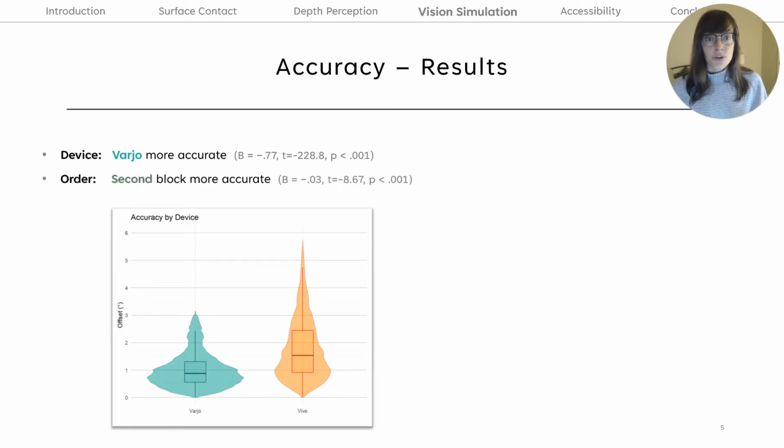As for order, there was also a very small but significant effect of order in which accuracy was better by 0.03 degrees on average in the second block of experimental trials. Originally, we did also look at device by order interactions, but this was removed in the final version of the analysis because it did not improve model fit.